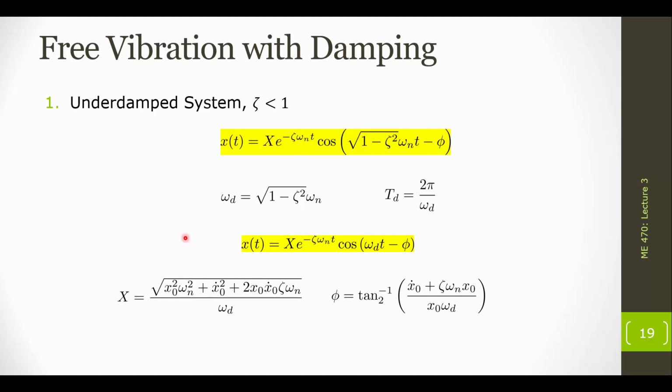So if we compare this to the undamped system, the amplitude and the phase are a little bit more complicated to get to, but we'll be able to derive these from solving the ordinary differential equation and going through the steps like we did when we were dealing with the undamped system.